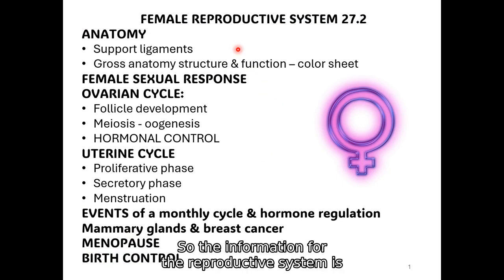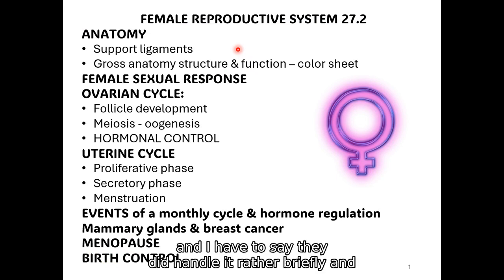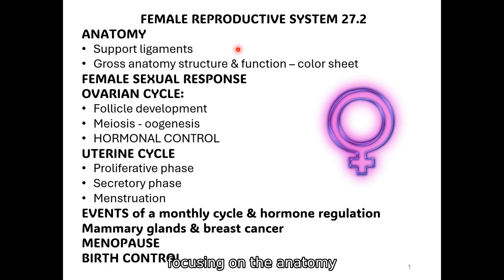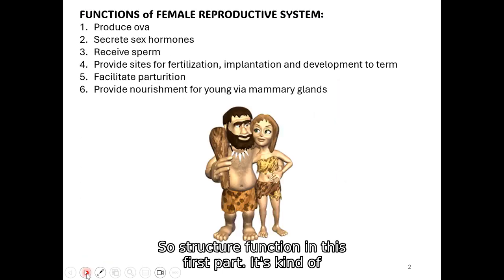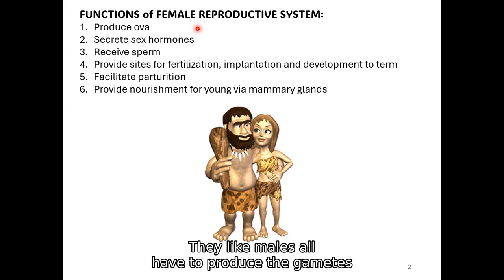So the information for the reproductive system is in the OpenStax textbook in chapter 27, and I have to say they did handle it rather briefly. And this is going to be in more than one part. We're really focusing on the anatomy, so structure and function, in this first part.